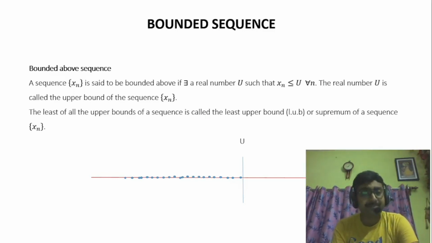Just look at the diagram. Here the red horizontal line represents the x-axis, and we know that elements of the sequences are real numbers, and real numbers are points on the x-axis. So all the blue dots are representing the elements of the sequence. Now if we can construct a wall, a wall u, such that no element of the sequence crosses that wall, then that wall, that is u, the real number, is called the upper bound and the sequence will be bounded above. Clear?